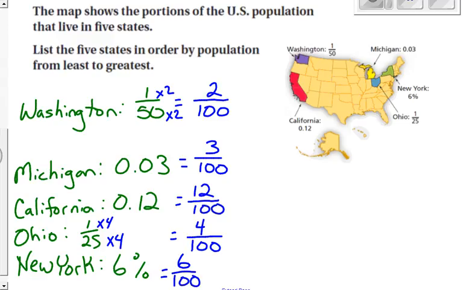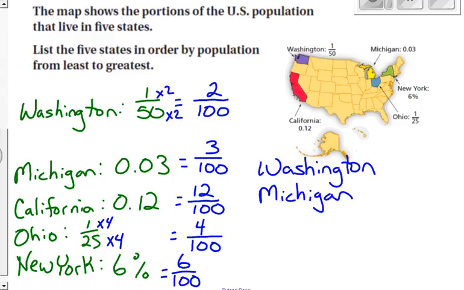So it tells us we want to list the 5 states in order by population from least to greatest. So my smallest number in the numerator is Washington. My next smallest is going to be Michigan, because it is 3/100. My next smallest is 4/100, which is Ohio. Then we have New York at 6/100. And then finally California.